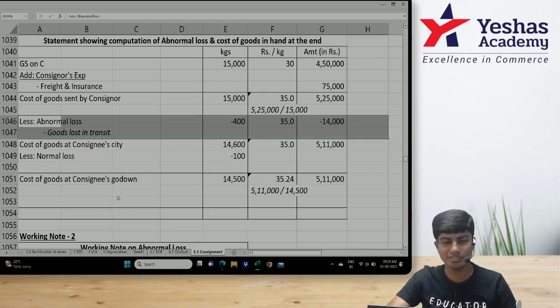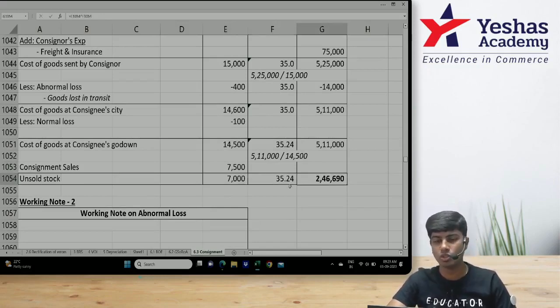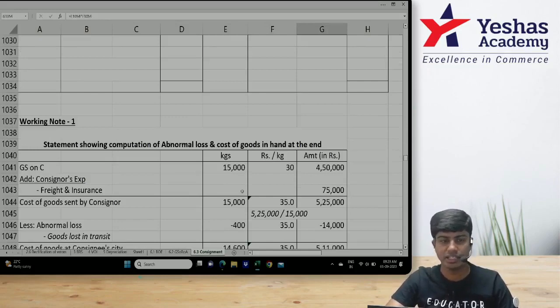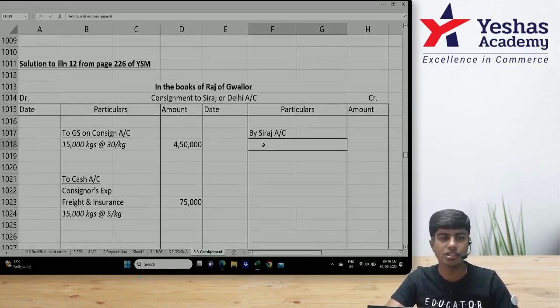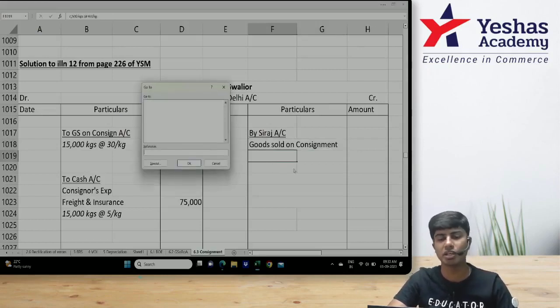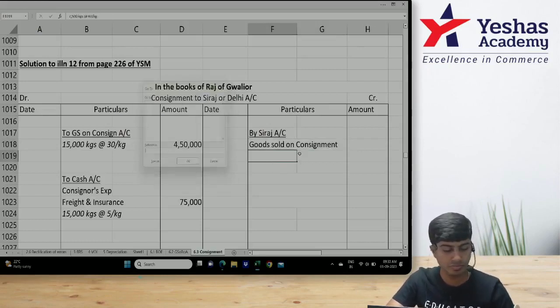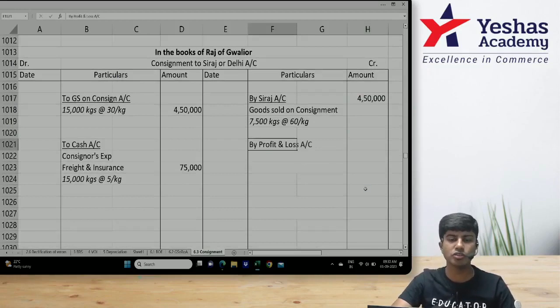Tell me how much is the consignment sales? 7,500. How many units are left? 7,000 units at 35.24, that is 2,46,690. Let me write here by Siraj for goods sold on consignment. How many units are sold? 7,500 at 60 per kg, that is 4,50,000. Very good. Then that abnormal loss we also have to write in P&L.